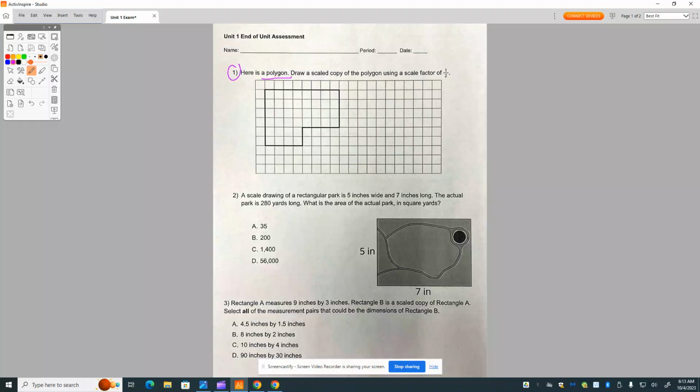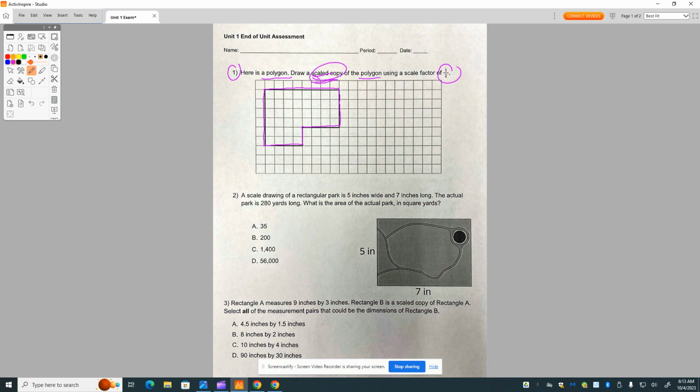Here is a polygon. Draw a scaled copy of the polygon using a scale factor of 1/2. So what is a scaled copy? A scaled copy is a copy of a figure in which all lengths have been increased or decreased by the same scale factor. So if I am to draw a scaled copy of this specific polygon, I am going to go ahead and measure the length of this polygon all the way around.